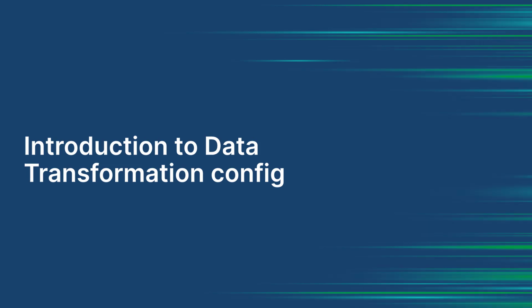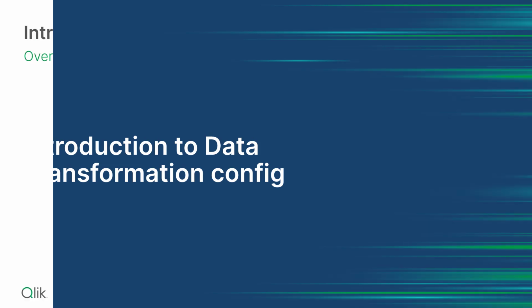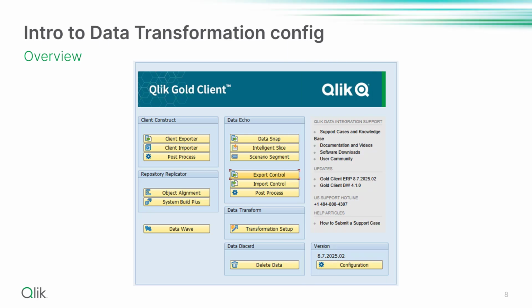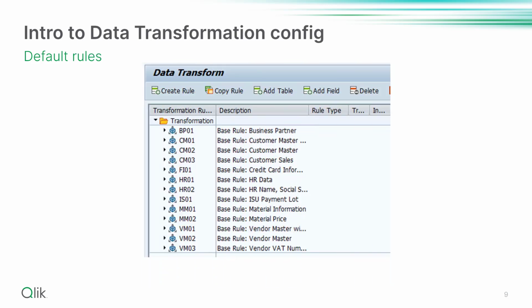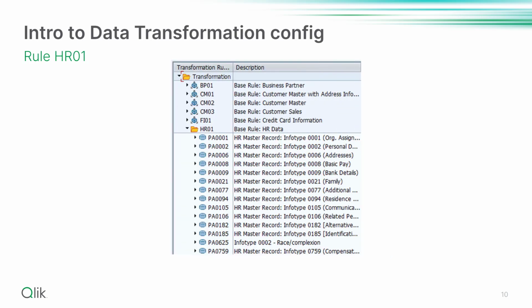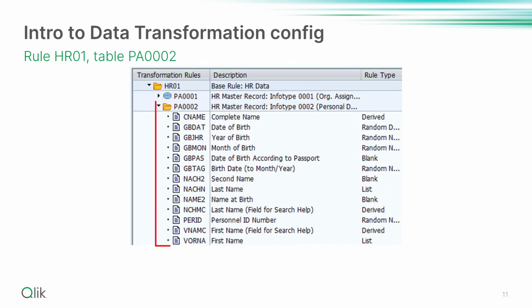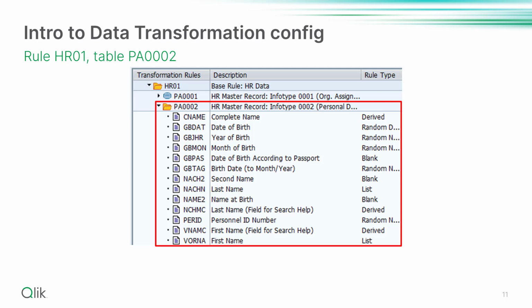Let me now introduce the data transformation configuration. From the main Gold Client screen, select the Data Transformation Setup function. The next screen shows the configuration, which Qlik provides standard to all customers, and we can see that 13 transformation rules exist. Let's use rule HR01 to explore this configuration since it is probably the most commonly used one. Opening rule HR01, we can see many tables are assigned to it. Opening table PA0002, a large number of fields are assigned to it.